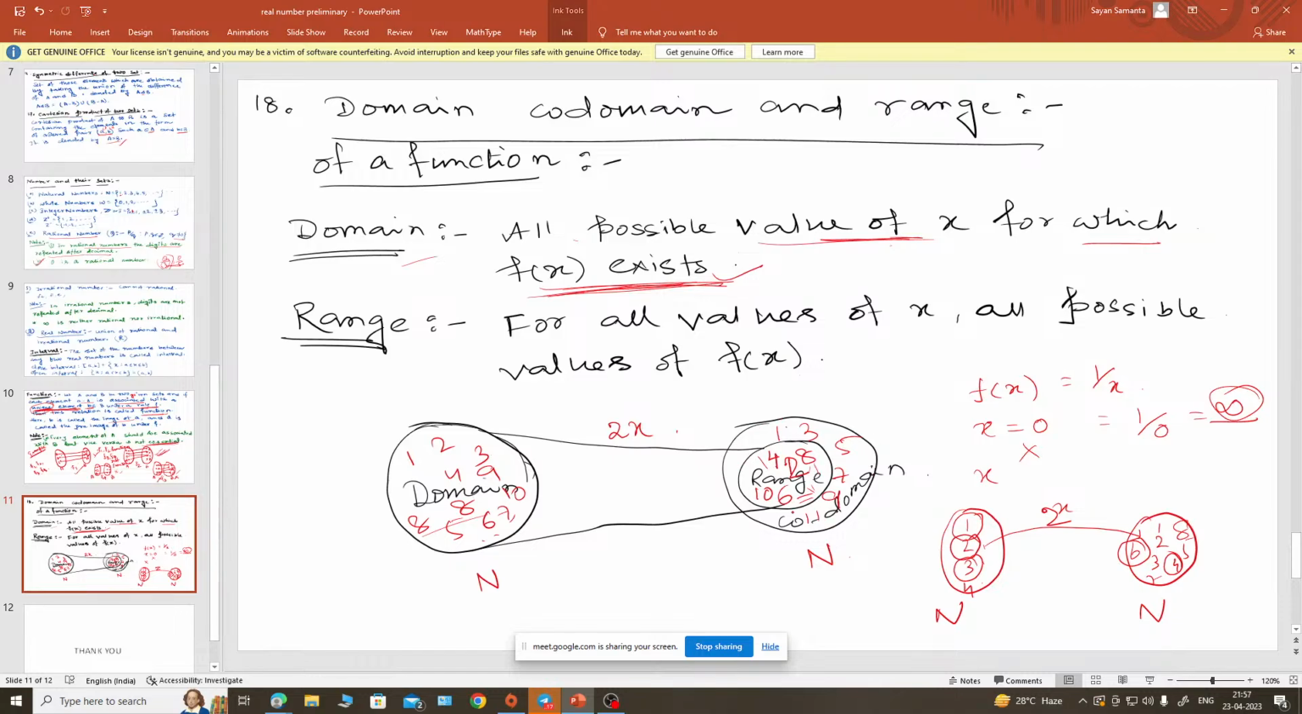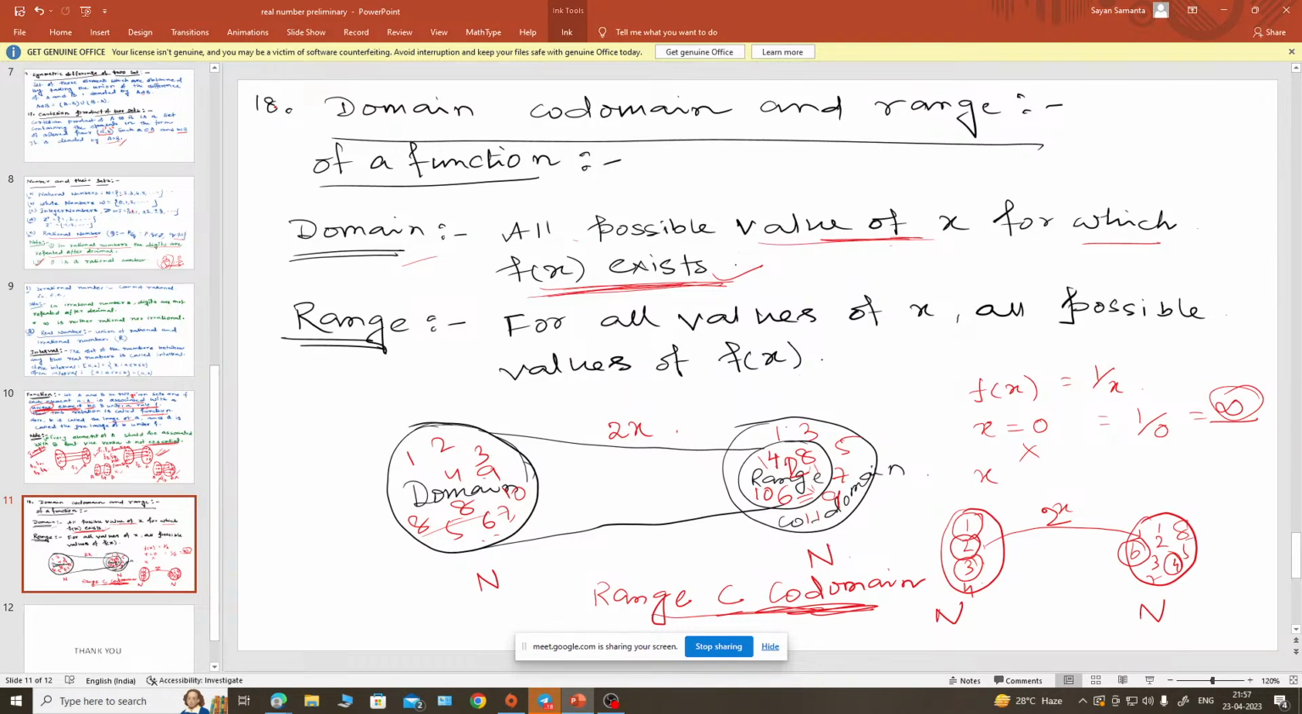So all members of the set are called the codomain. And all possible values of f(x) for all values of x are called the range. So obviously we say that range is a subset of the codomain set. Is it clear to everyone? So that is range set and codomain set. Any doubt?